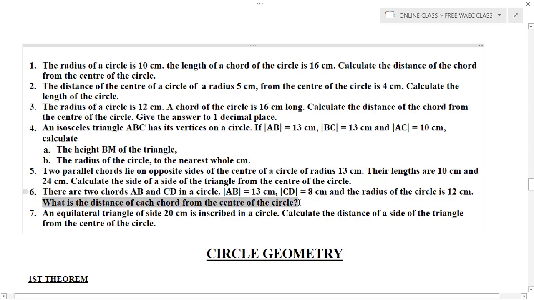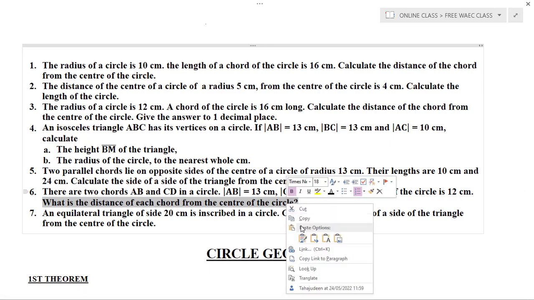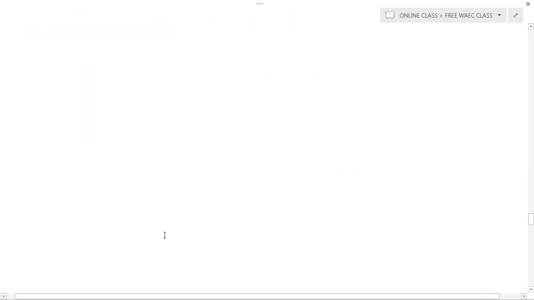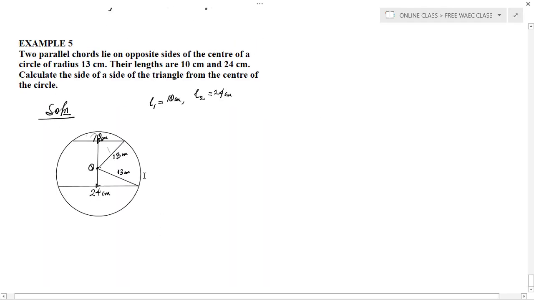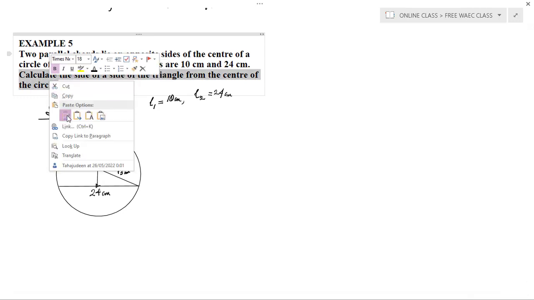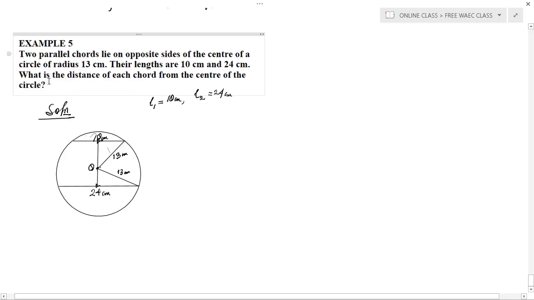Calculate the distance of each chord from the center of the circle. This is the question for that one. That one is a mistake. Let me put that one there so that we can be happy. Calculate the distance of each chord from the center. So that is what they ask from us, really.